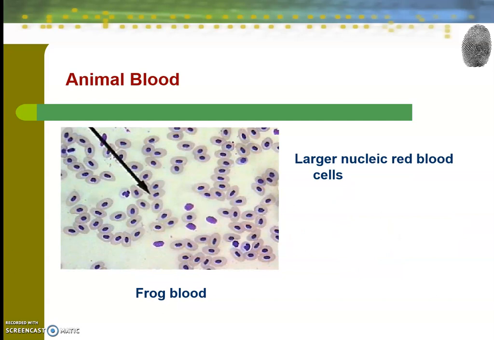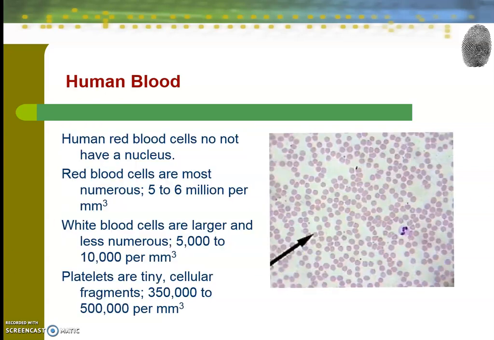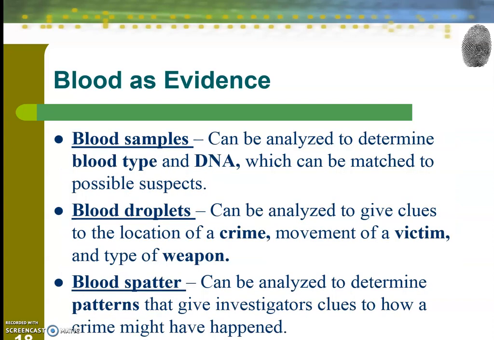If you look at animal blood here, for example frog blood, they have larger nucleated red blood cells. You can see in the center those large nuclei. Human blood, on the other hand, does not have a nucleus. You can see the human red blood cells are very numerous in comparison to the white blood cells. White blood cells are larger and platelets are very tiny cellular fragments.